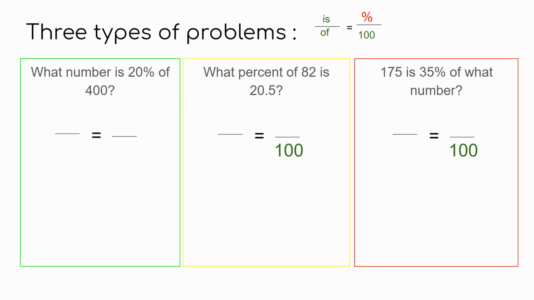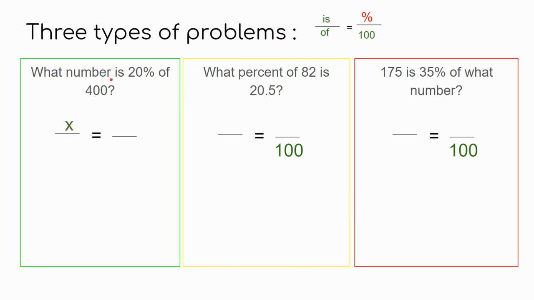Okay. So let's go to our green box right here. This is the easy box, right? Because it's green. All right. So let's fill in the things we know. What number is 20% of 400? Again, you don't have to do it this way, but this is a good way to do it if you get stuck. What number is?